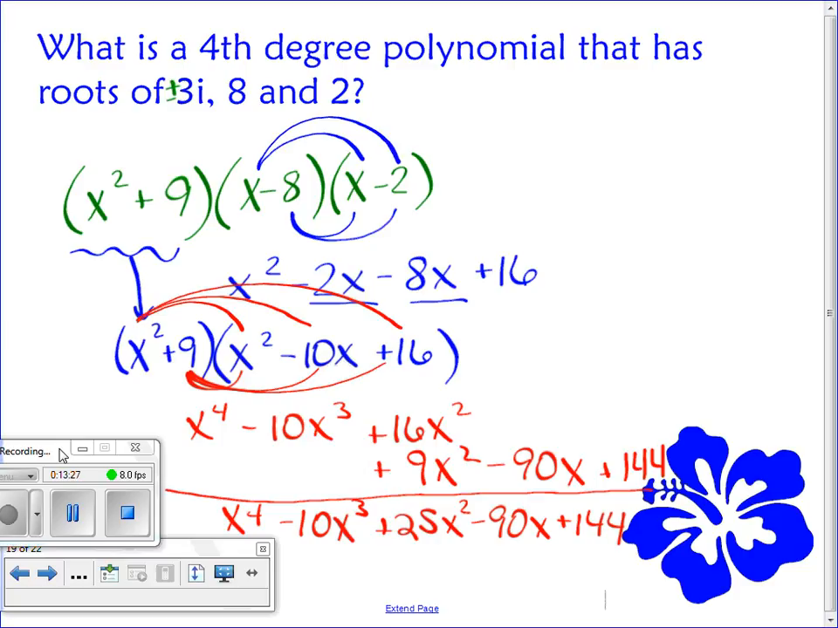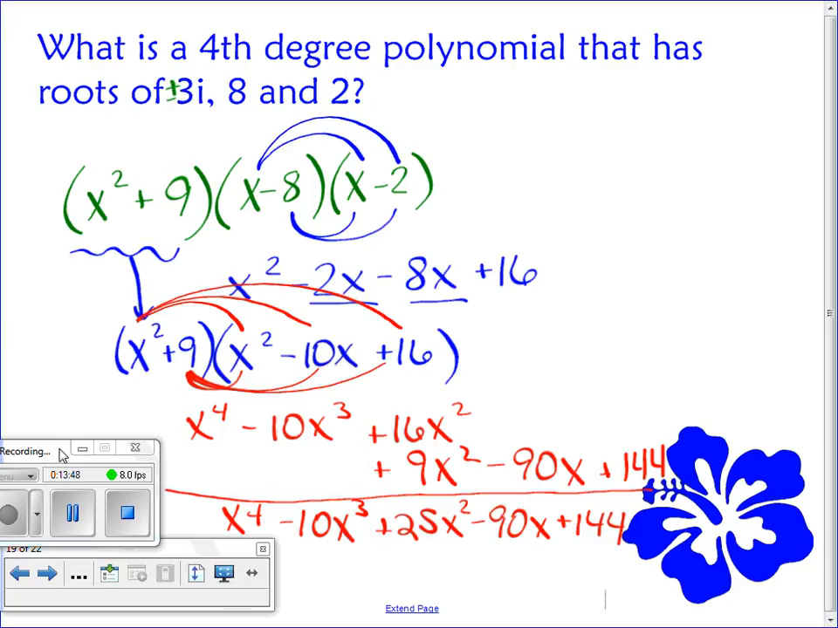Could you solve that? What were we doing yesterday? Solving that. You would have taken this, plugged it into your calculator, and found that it crossed at 8 and 2. You'd have done synthetic division, gotten down to this, and solved for that. That's what you did yesterday. We're doing the reverse.